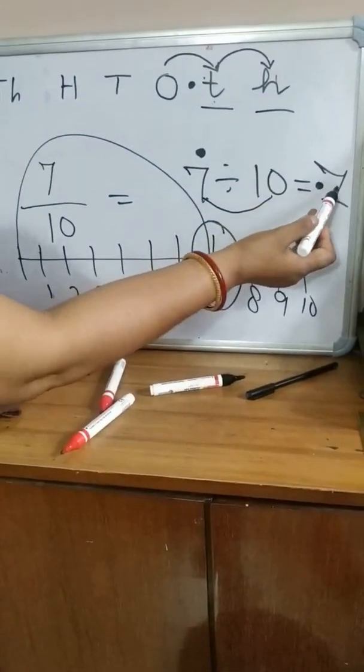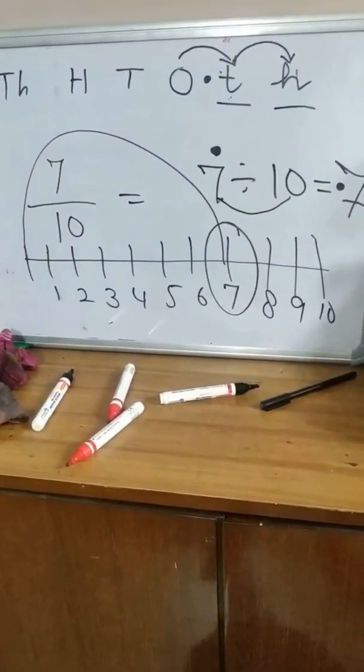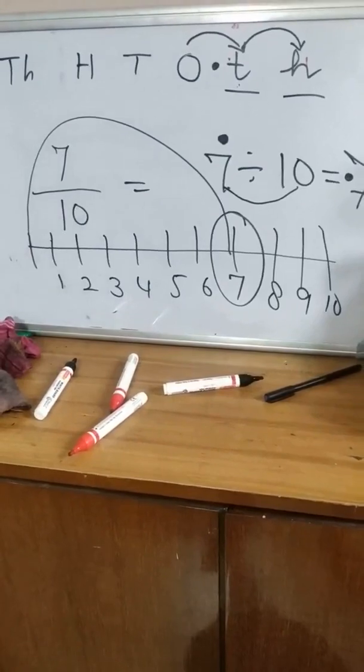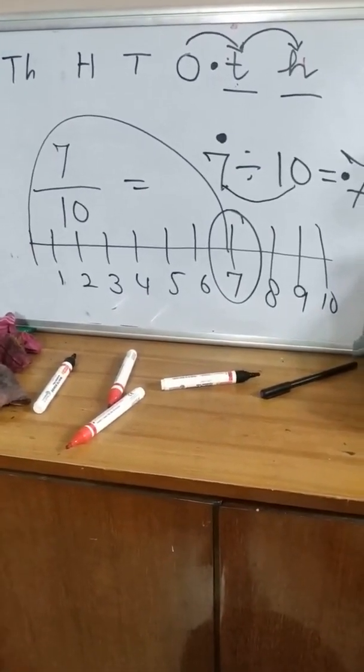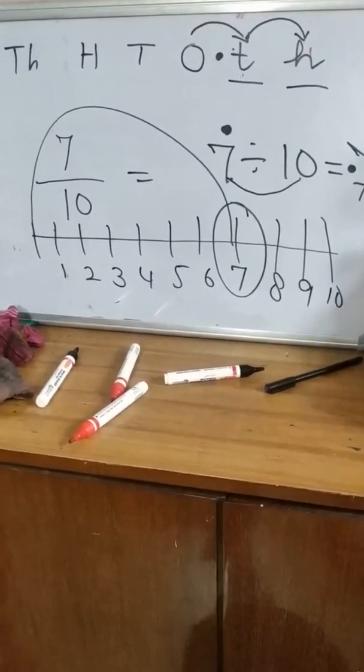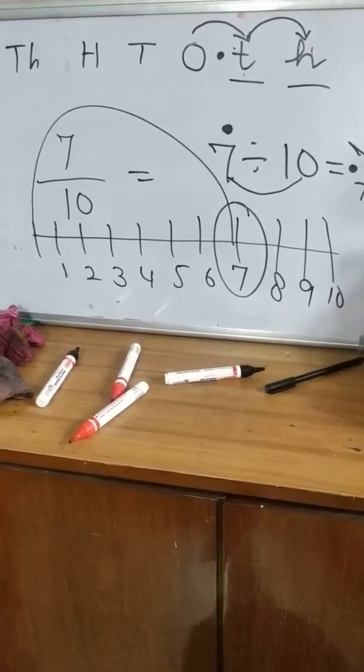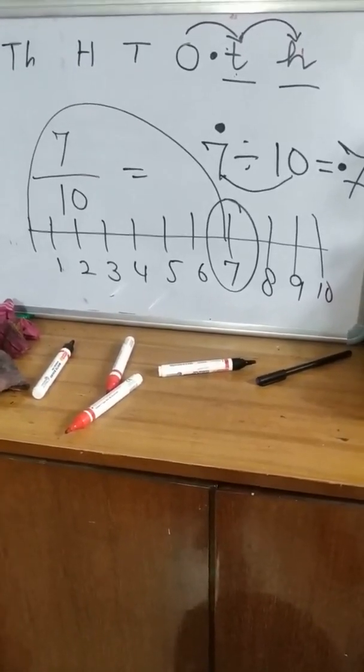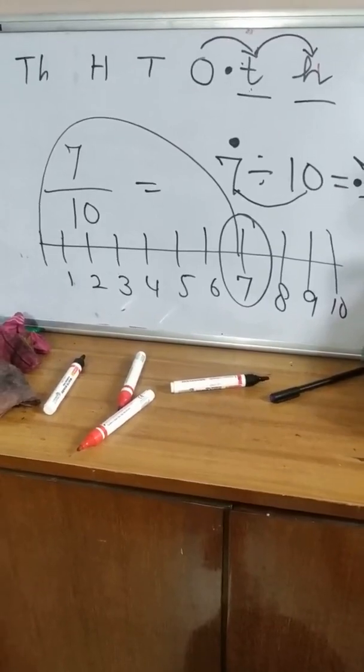In this way children, you have to show the decimal number and you have to understand it. What is the difference between the decimal number and the whole number? Okay. So I think you have understood this concept of decimal. Till then, goodbye, Shabba Khair.